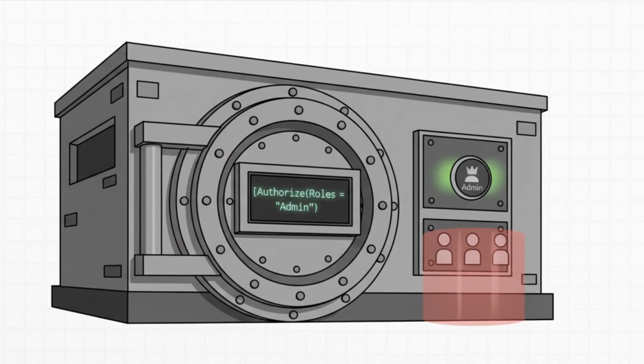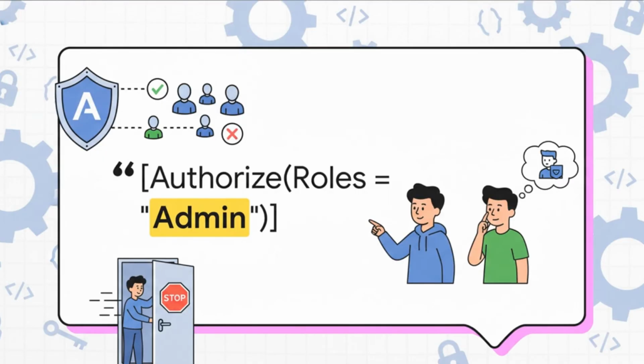And now, check out the after. With just one single line of code, we've turned that open door into a bank vault. That little piece of text you see, authorize roles equals admin, that's the lock. Now only users with the admin role get a green light. Everybody else, access denied. Here's how that looks in the real code.